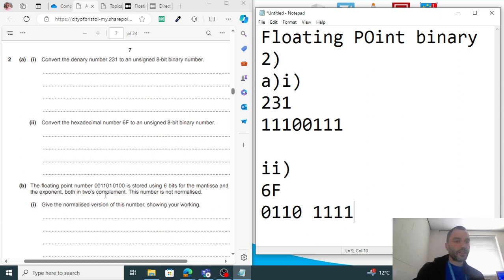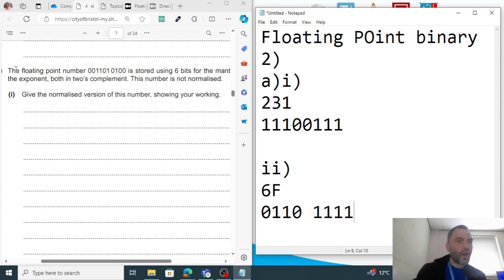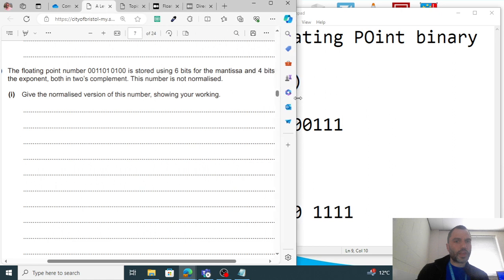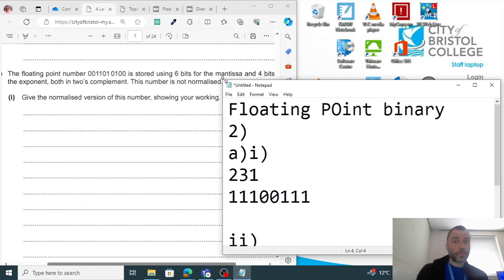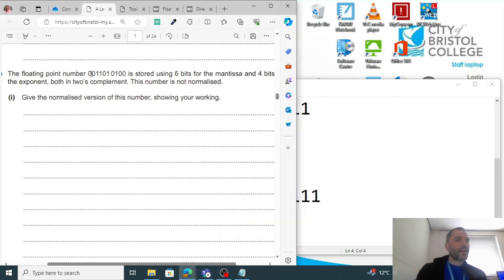But this one, a lot of people got stuck on. So what is the floating point number 0, 0, 1, 1, 0, 1 with the exponent 0, 1, 1, 0, 1, 0, 0? So that's the mantissa, 6 bits, and then you've got 4 bits for the exponent, right? They're both in 2's complement, so that means that the most significant bit, if it's a positive binary number, should remain at 0.